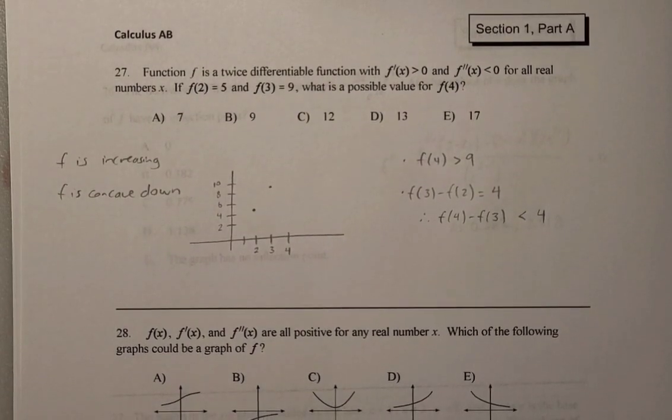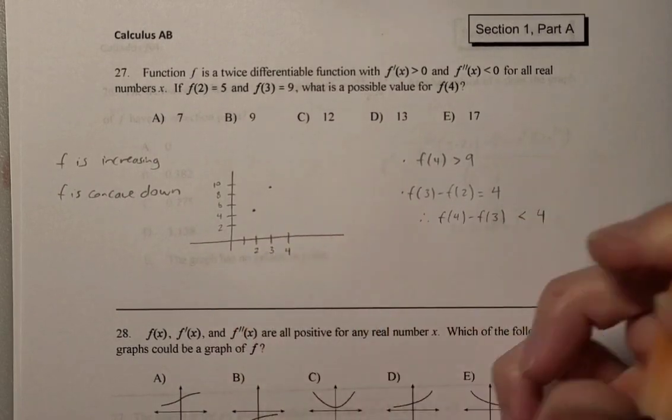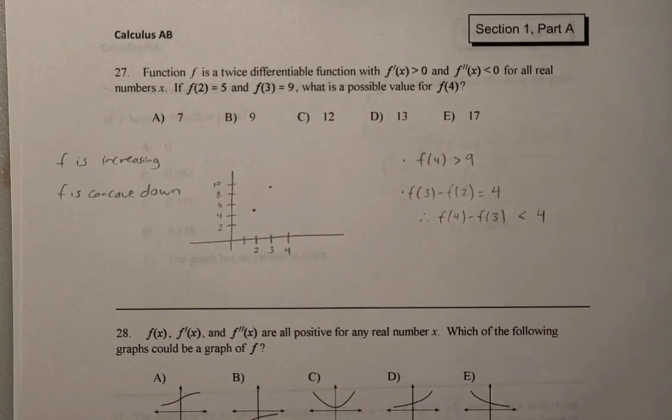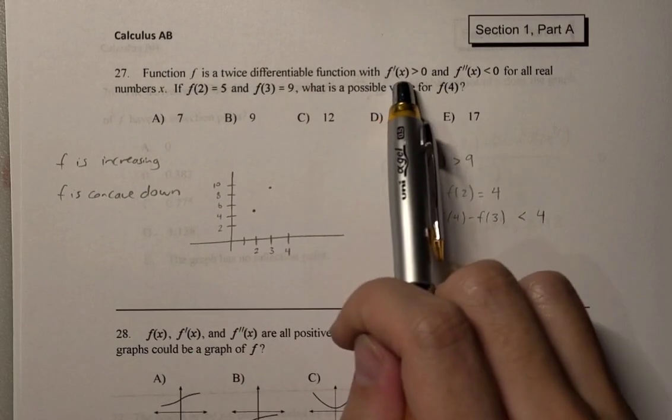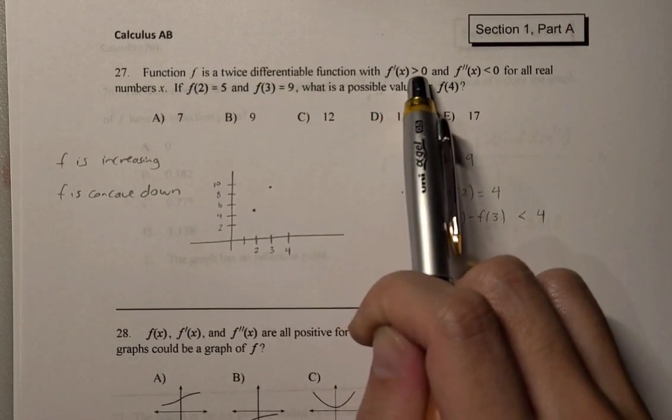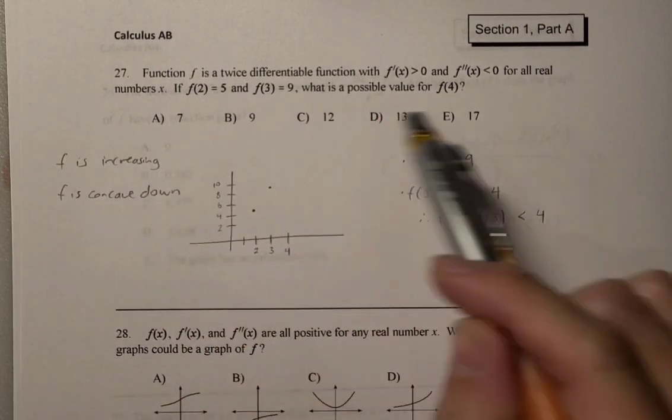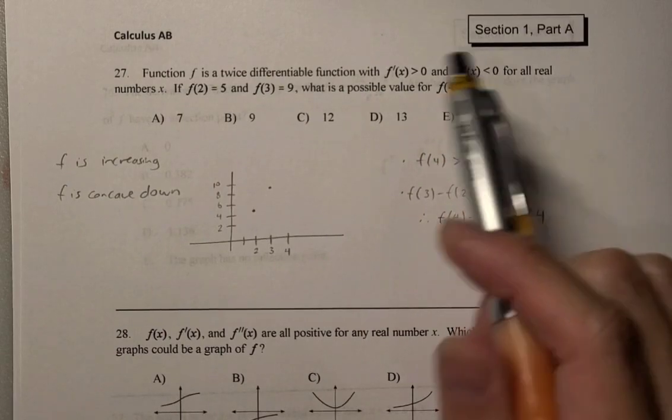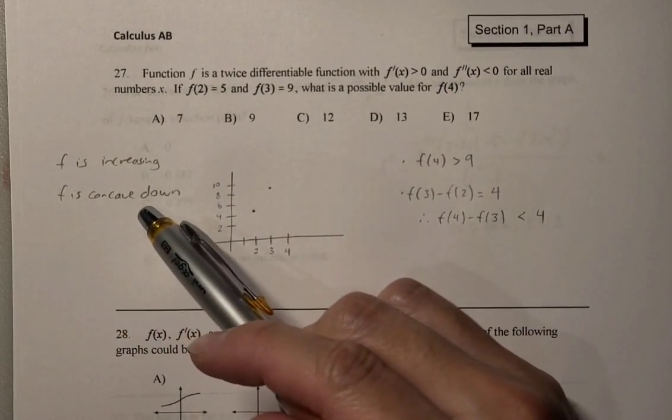F is a twice differentiable function with f prime greater than 0, f double prime less than 0 for all real numbers x. F of 2 is 5, f of 3 is 9. What is a possible value of f of 4? Okay, so I even tried sketching it to see if it would be helpful. It's actually not that helpful, but the key here is f prime is greater than 0. That means f is increasing. F double prime is less than 0, so that means f is concave down.